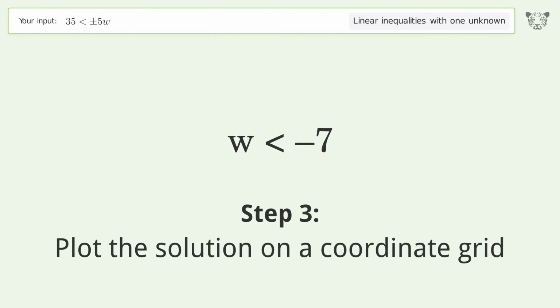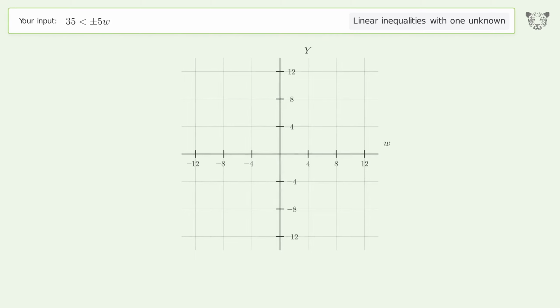Plot the solution on a coordinate grid. And so the final result is w smaller than -7.